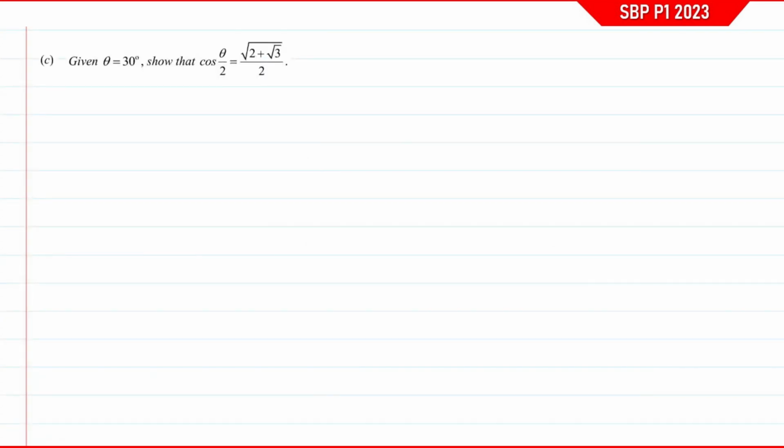Question C. Given theta equal to 30 degree, show that cos theta over 2 is equal to square root 2 plus square root 3 over 2. So this question involves the half angle involving cos. So refer to the double angle formula. We're going to solve this using cos 2A equal to 2 cos square A minus 1. So here we're going to replace the A with theta according to the question.